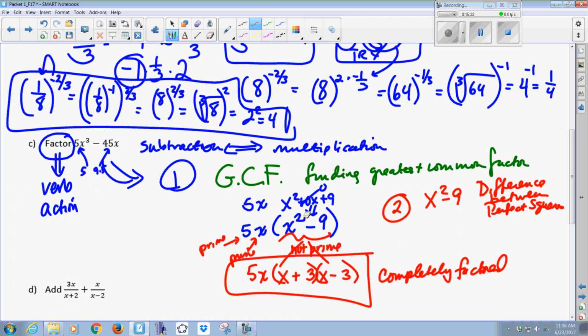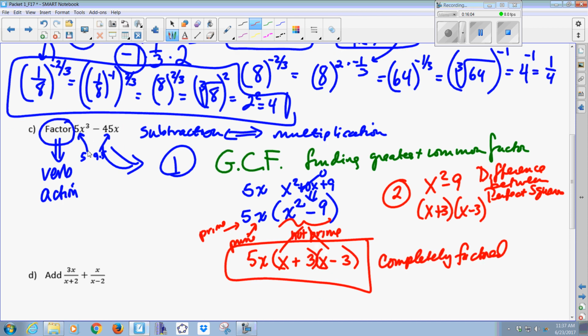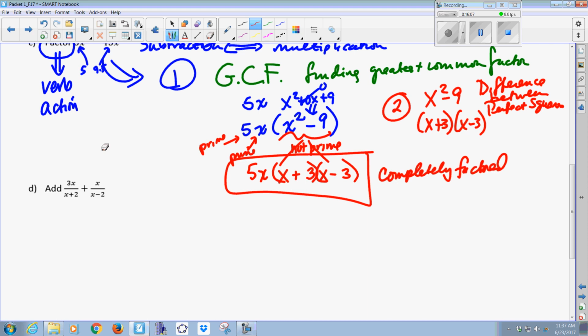The only mistake students tend to make at this point is sometimes they'll get 5x times the quantity x squared minus 9, and then they go off on the side and factor x squared minus 9 like this, and then circle this as their answer, forgetting that the 5x is a part of it. Remember, whenever you factor an addition or subtraction problem, in the end, you should be able to multiply it back and come back to exactly the problem you started with. So that's always a little check you can do for yourself. Okay, now D is an addition problem.